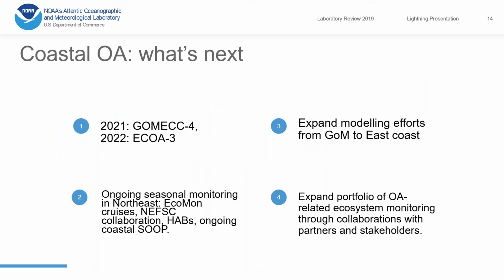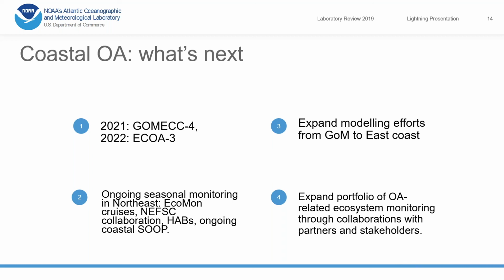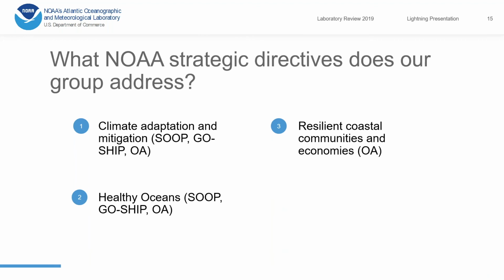As to what's next for us, we already have the next couple of coastal cruises down the line. We are continuing collaborations with the Northeast Fisheries Science Center. We are adding an OA component to the hub work that's being done here. You're going to learn a little bit more about that in the next couple of minutes. And we are expanding our modeling efforts beyond the Gulf of Mexico to the East Coast. And finally, what NOAA strategic directives does our group address? The carbon group works towards climate adaptation and mitigation, healthy oceans, and resilient coastal communities and economies.